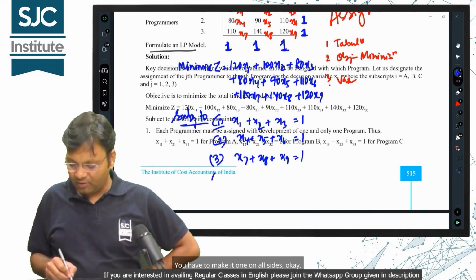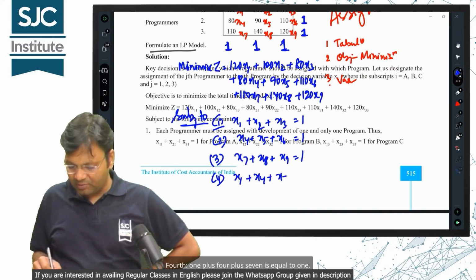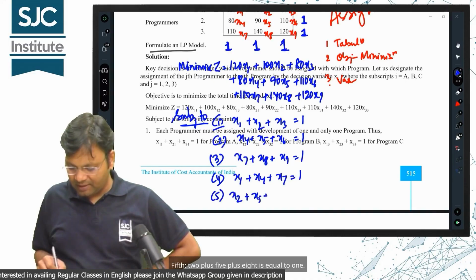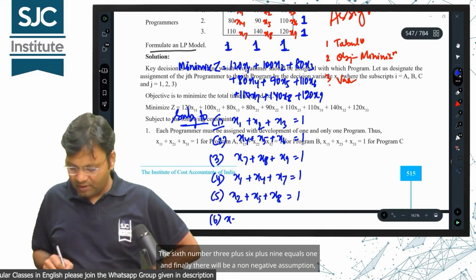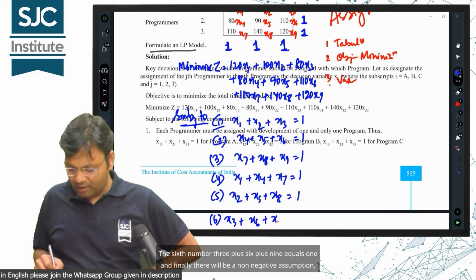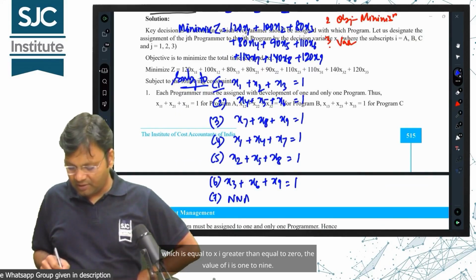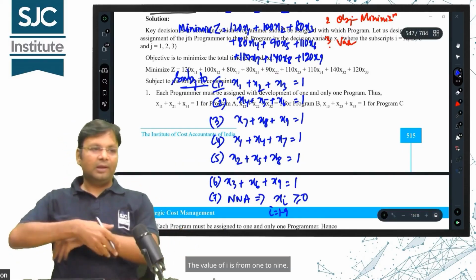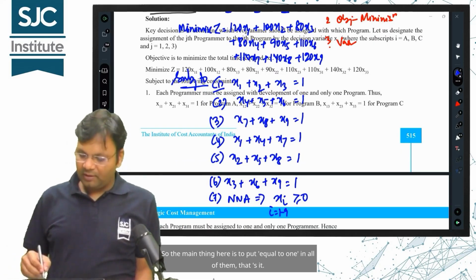You have to make it 1 on all sides, okay. Fourth, x1 plus x4 plus x7 is equal to 1. Fifth, x2 plus x5 plus x8 is equal to 1. The sixth, x3 plus x6 plus x9 equals 1, and finally there will be a non-negative assumption, xi greater than or equal to 0, where the value of i is from 1 to 9. So the main thing here is to put equal to 1 in all of them.